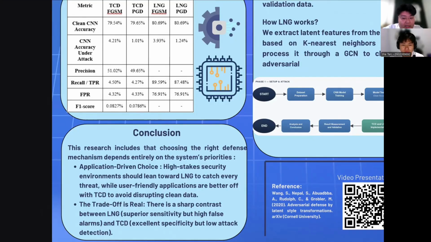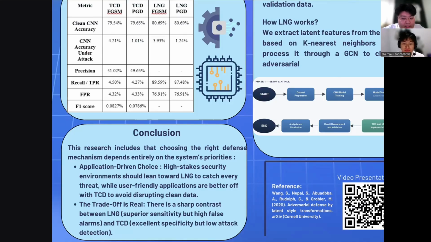However, this high detection capability also causes a high false positive rate, meaning many normal images were mistakenly detected as adversarial. Meanwhile, TCD showed the opposite characteristic. It maintained a very low false positive rate of around 4%. So it was much better at recognizing clean images correctly. However, because of its low true positive rate and F1 score, it was not very effective at detecting adversarial examples under our experimental settings.